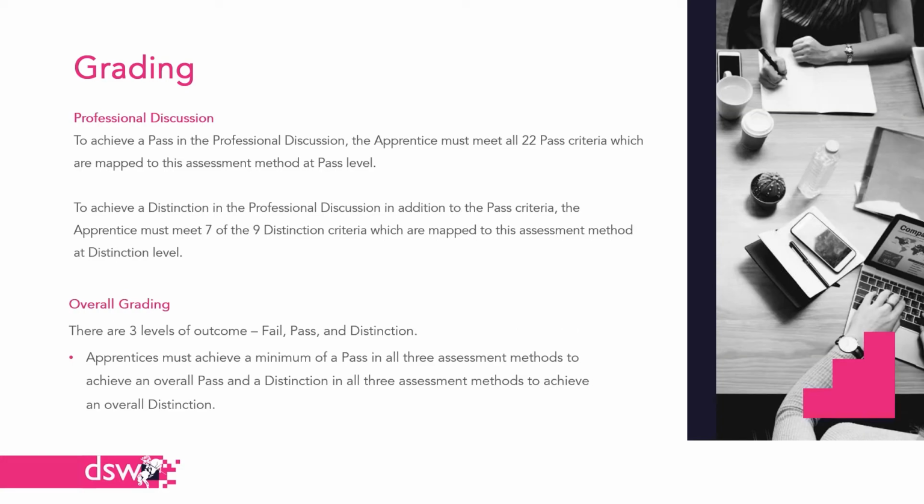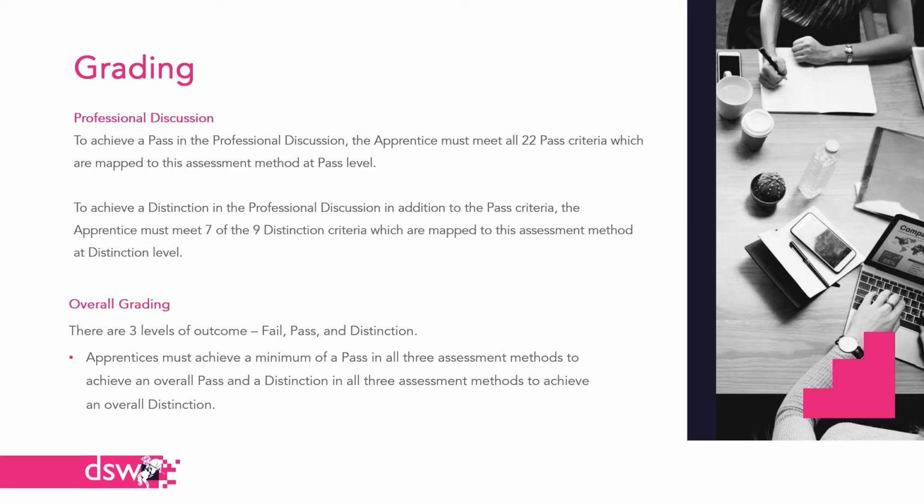To pass the professional discussion, the apprentice must meet all 22 pass criteria which are mapped to this assessment method at pass level. To achieve distinction in the professional discussion, in addition to the pass criteria, the apprentice must meet 7 of the 9 distinction criteria which are mapped to this assessment method at distinction level.